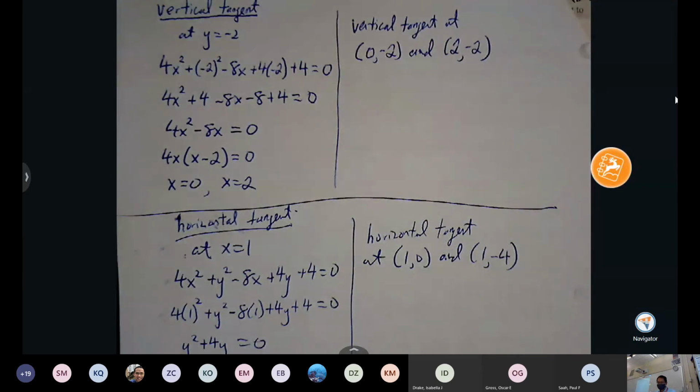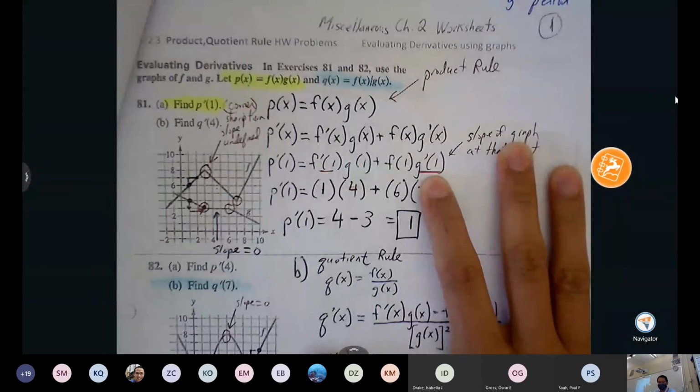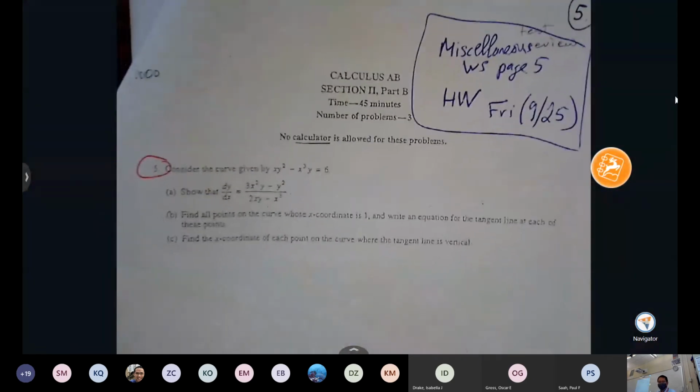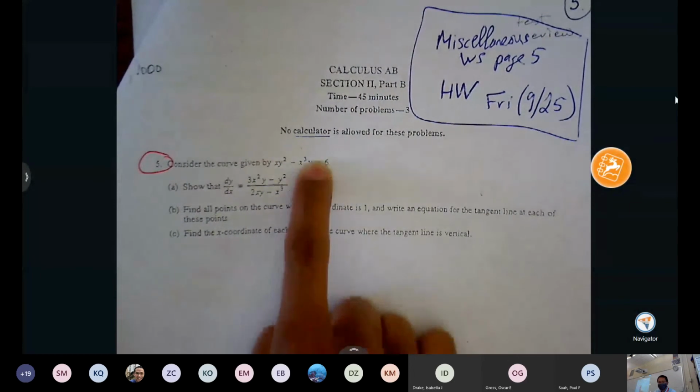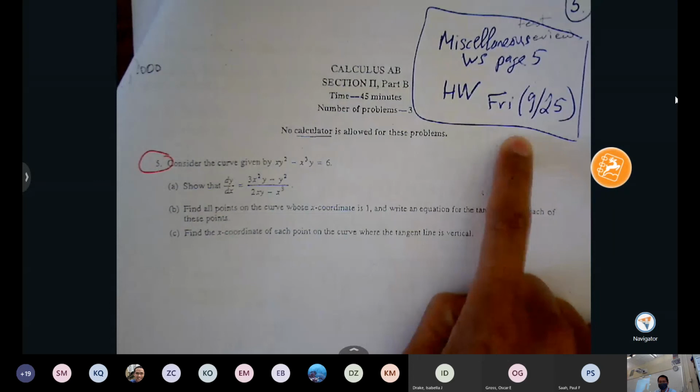All right, I'm going to have morning review on Monday and Tuesday, but I'm going to give you guys a little bit of homework just so that we're keeping these concepts fresh in our minds. So off the miscellaneous worksheet that we're working off of, remember we did these problems involving graphing and product and chain and quotient. So the 5th page of it has an FRQ, free response question, that is implicit related. So just have you guys try this problem here, number 5 on page 5.